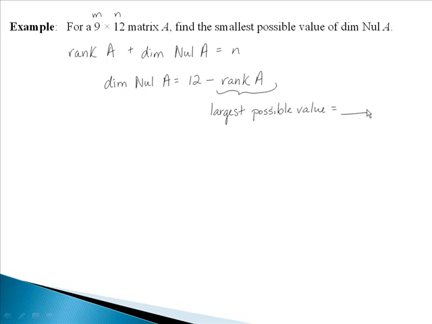Well, if I have a pivot in every row, I only have 9 rows, so I know then that the largest possible value I could have for the rank is 9. So then we know that the smallest possible value of the dimension of the null space of A is then equal to 3, since 12 minus 9 is 3. So it could be bigger than that, but that's the smallest possible value. Can't be smaller than that.